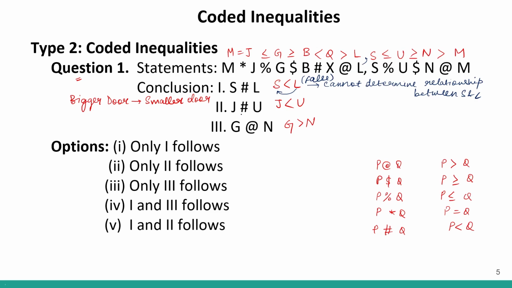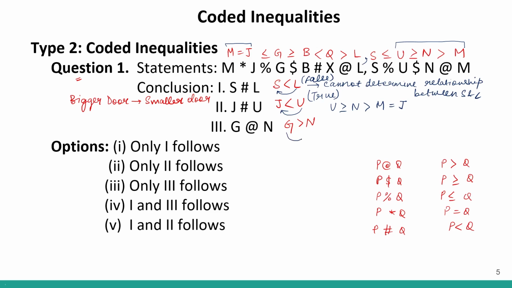Now let us move on to conclusion 2. U is greater than J, so we will move from U to J. From U to J, bigger door to smaller door, I can see this information and this information. So this information is basically U is greater than or equal to N, which is greater than M, and M equals J. So definitely U is greater than J, correct? So this is true.